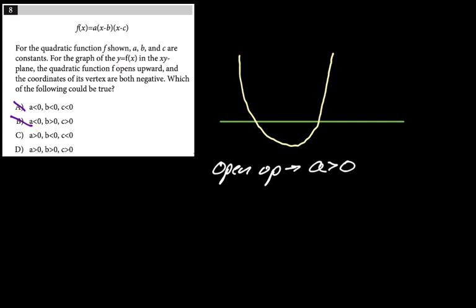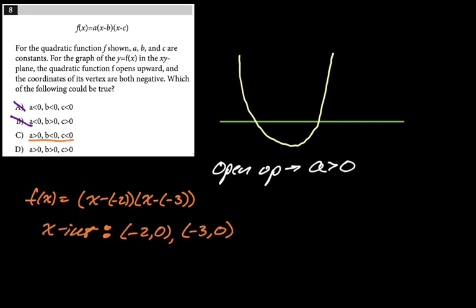So I think I know the answer. I think that it's C. But if I didn't know the answer right away, what I would do is just pick numbers. So I'm choosing 1 for A because it's the easiest thing in the world. I'm choosing b is -2 and c is -3. If I choose that, that would make the x-intercepts -2, 0 and -3, 0, which would make the x-coordinate of the vertex, it's always the average of the x-intercepts.